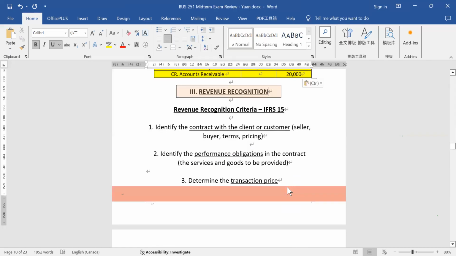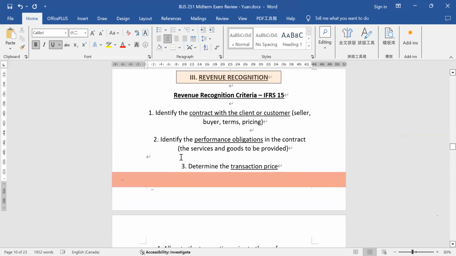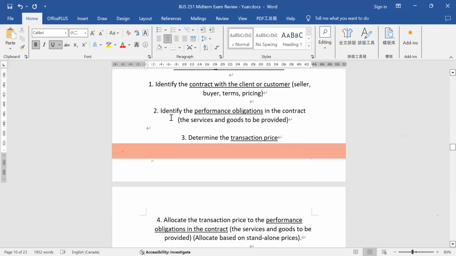Revenue recognition. In IFRS 15, we have revenue recognition criteria. There's the 5-step. I hope that you still remember this. The first one is to identify the contract with the client or customers. For example, you have to know who is the seller, who is the buyer, and get to know the terms. It must include some information about pricing, what kind of contract it is, what kind of obligations you have, right? And secondly, you have to identify the performance obligations in the contract.